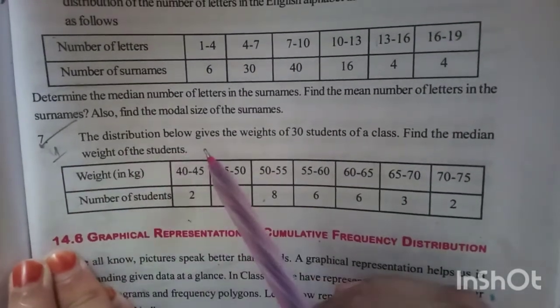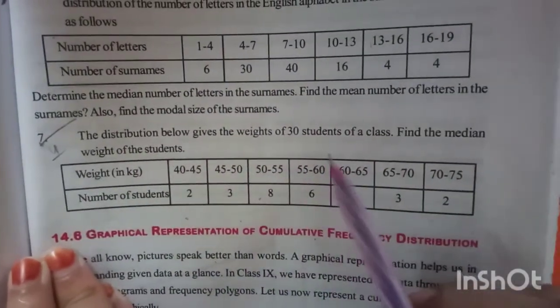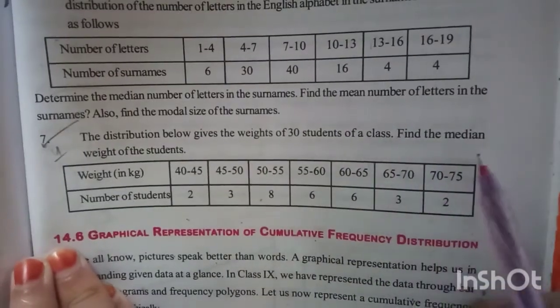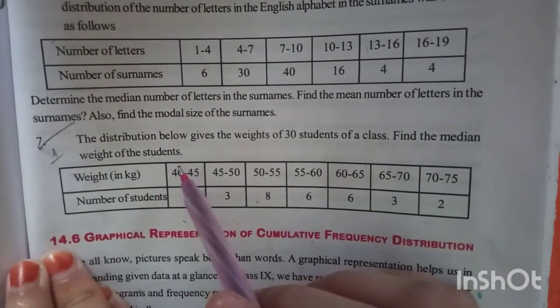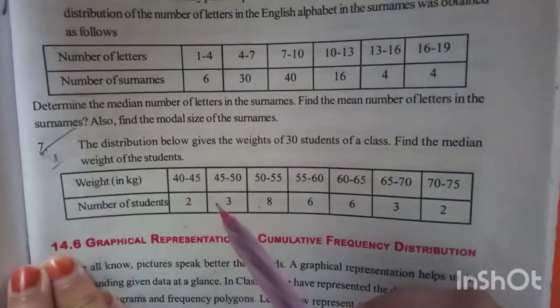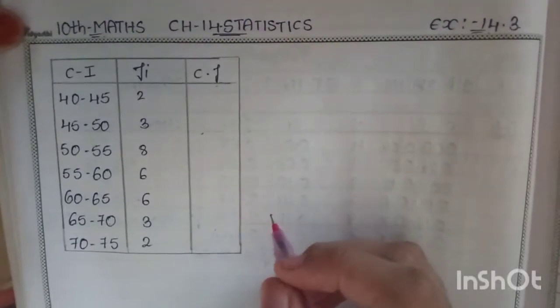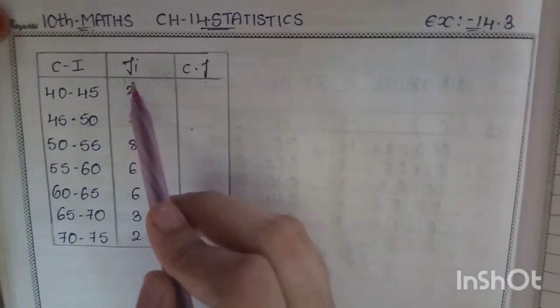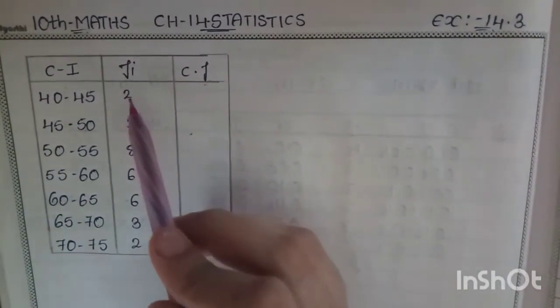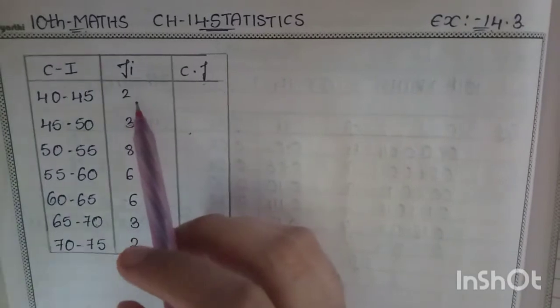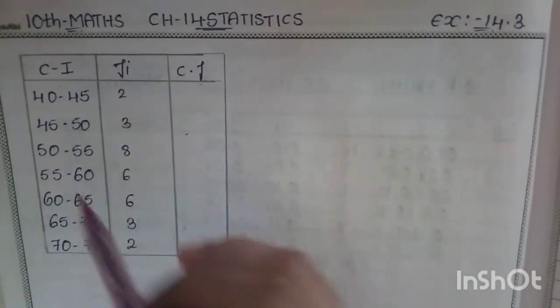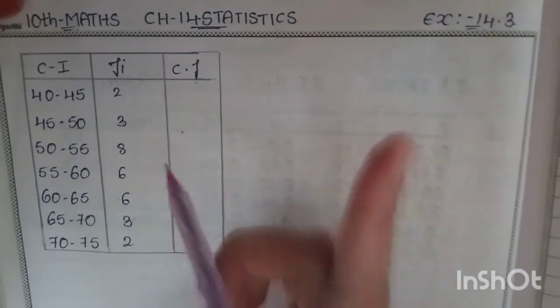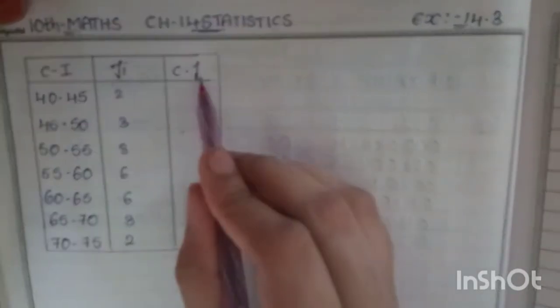The distribution below gives the weights of 30 students of a class. Find the median weight of the students. So let us do it. So friends, in the question they have given us the class intervals and frequency. Generally for finding mean we find xi, and for mode we don't need any other column, and for finding median we need only one column, that is cumulative frequency.